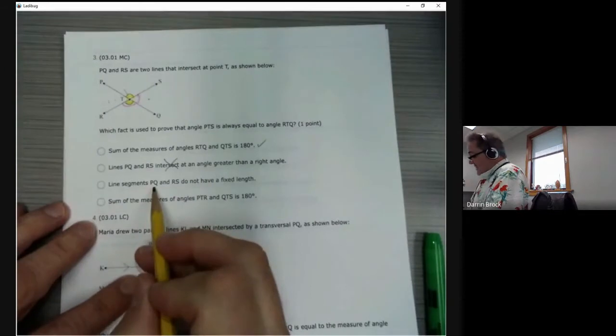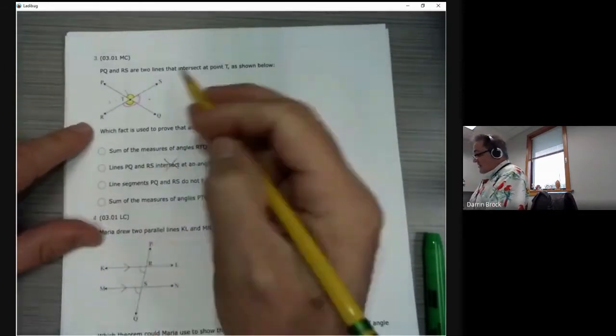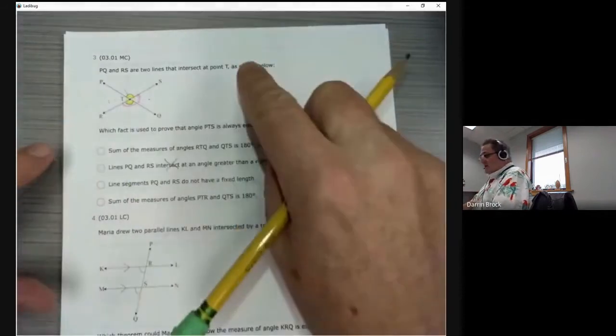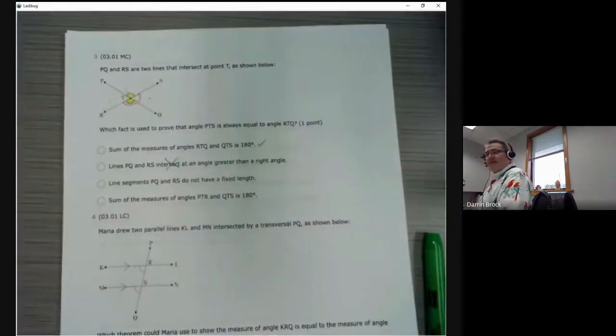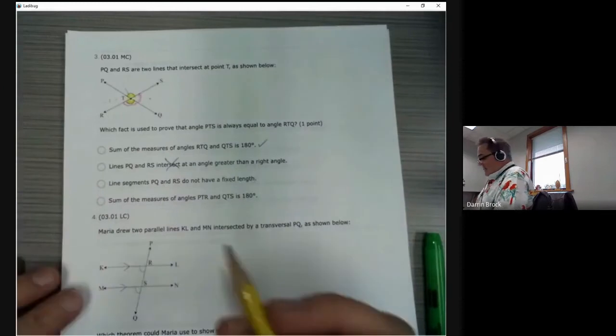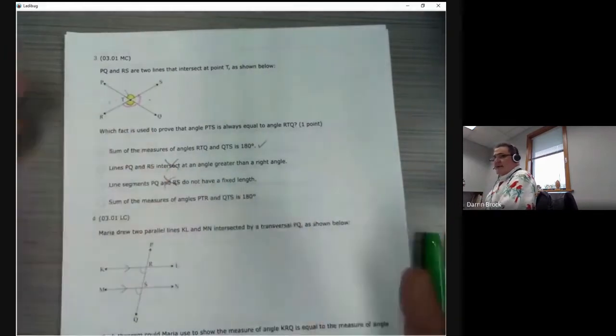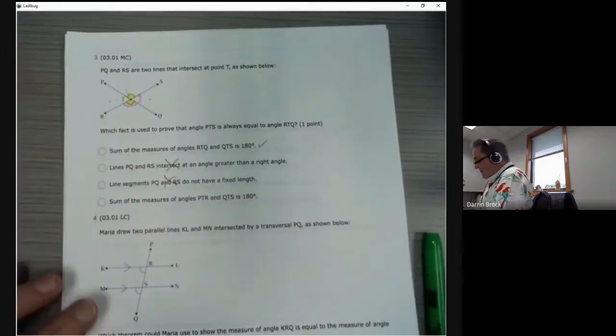Line segments PQ and RS do not have a fixed length. Well, how long this line is, does that have anything to do with angles being the same? That has nothing to do with an angle, how long the side is. It doesn't matter if it's a big triangle or a little triangle, they can have the exact same angles. That doesn't tell us anything about the angle.